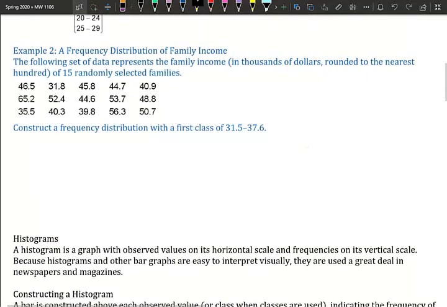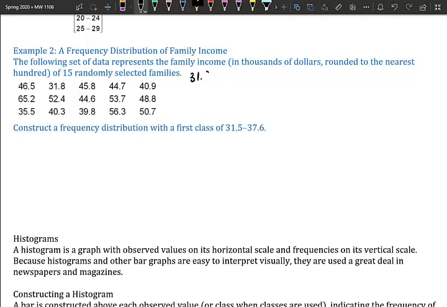Alright, example 2. A frequency distribution of family income. The following set of data represents the family income in thousands of dollars, round to the nearest hundred, of 15 randomly selected families. So the first thing that we need to do is rearrange the data. We need to have it in numerical order, but we're going to set it up the same way. So you see how it's a 3 by 5? So when we rearrange it, we want it to be a 3 by 5. So let's rearrange the data. We go from smallest to biggest.